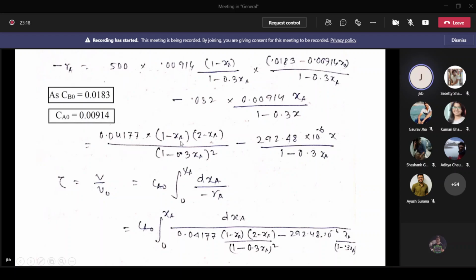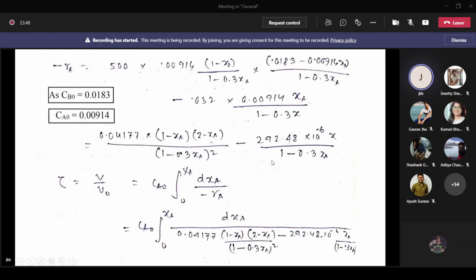Next line it is written 0.04177 into 1 minus Xa into 2 minus Xa. After simplification, the 2 will come because 0.0183 is twice 0.00914. That's why. Then 500 is also multiplied, and you will get 0.04177. After simplification, ultimately this is the equation.